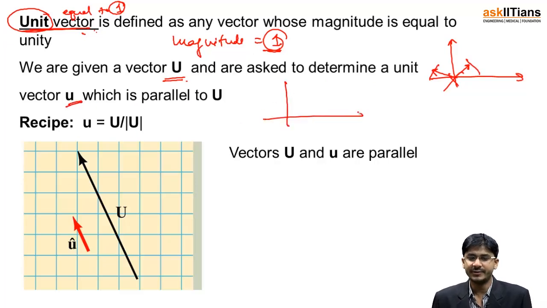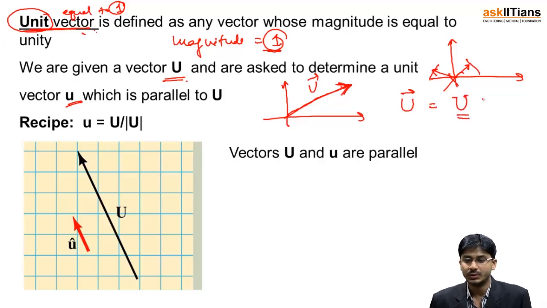Now suppose we are given vector u and are asked to determine a unit vector small u which is parallel to vector u. What it says actually is this. This is vector u, capital vector. Now you have to find the unit vector in this direction. How do we calculate it?